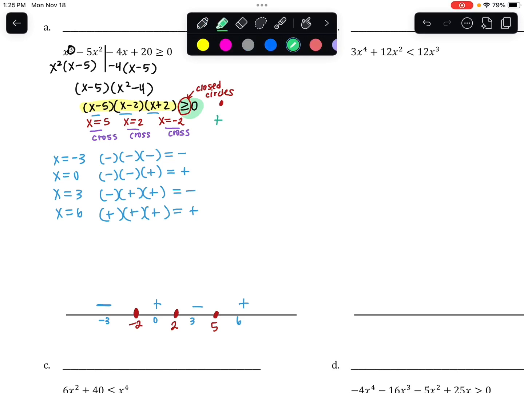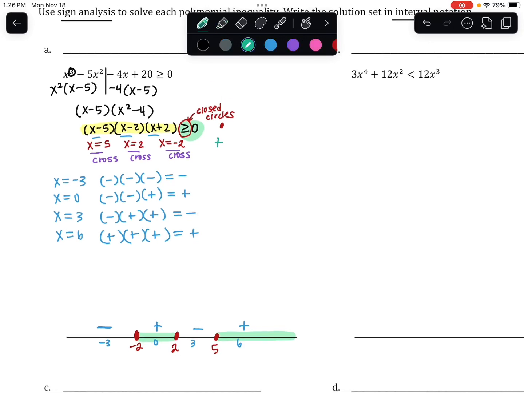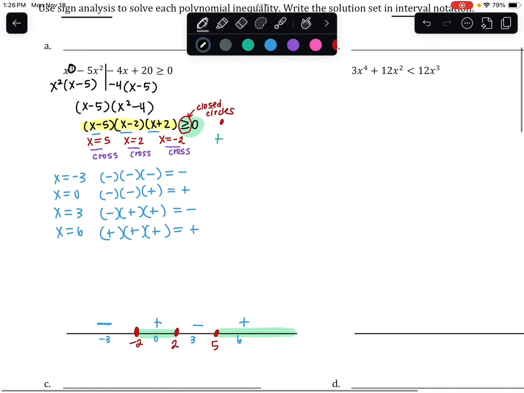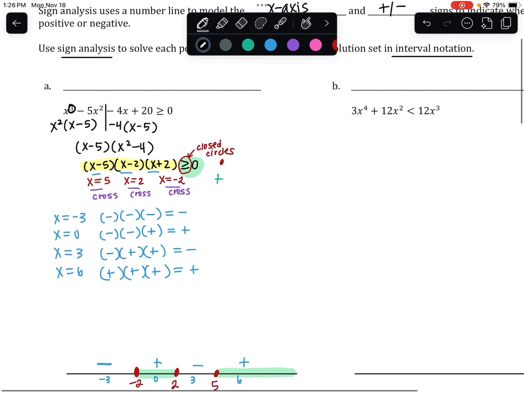And so we have two plus signs, one between -2 and 2, and the other beyond the 5. And so when we write our solution set, we're going to have to use a union and brackets because these are closed circles. And so from -2 to +2 bracket, union, pick back up at 5 and go to infinity.